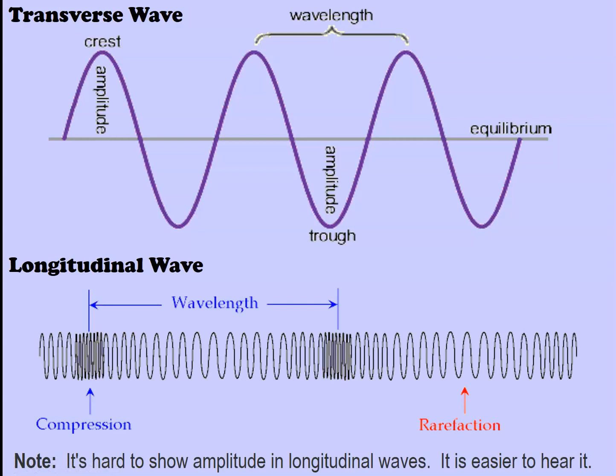Next, we have the example of our longitudinal wave. We have the compression and we have a rarefaction. Again, the compression is where the particles are the densest. The rarefaction is where the particles are farthest apart. And then here we see the wavelength. Again, it's between two compressions. It is hard to show the amplitude in just one two-dimensional picture on a longitudinal wave. It's easier to hear it, but you're going to be looking at a simulation soon that's going to help you understand that.